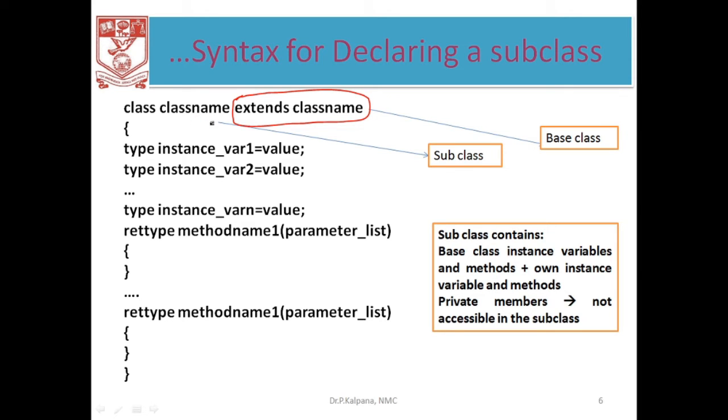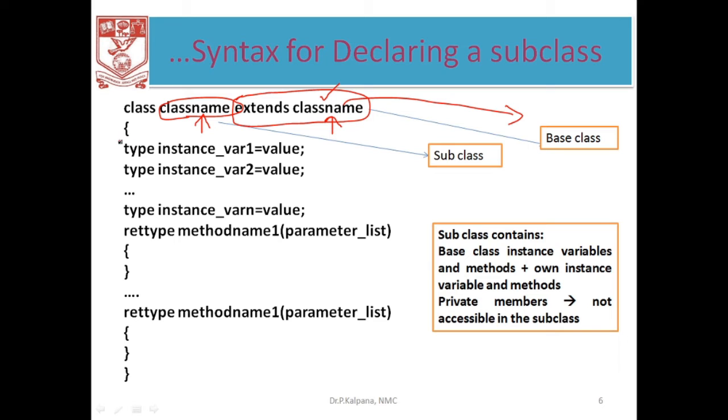Here, there will be two classes and one keyword, extends, which means this class is extended from this class. The first class name will be the subclass, and since it is extended from the other class, that one will be the base class. So, we have to declare a class and this class has to be extended from one already existing class. The already existing class here is this one. This is the base class.